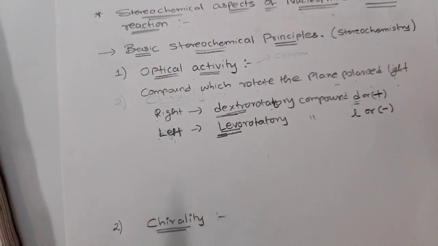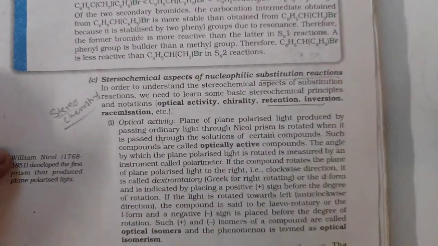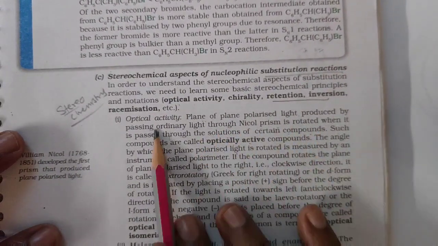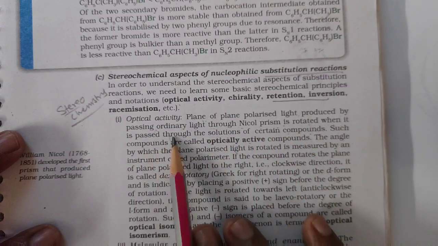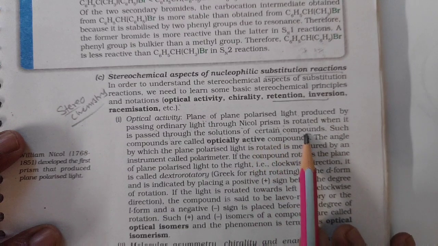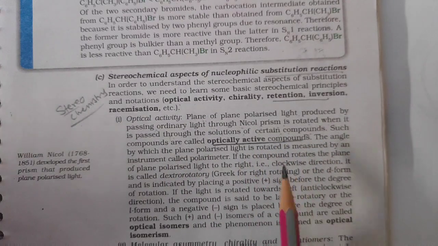Understood everyone? Okay, now this same thing is given in your textbook. So optically active compounds, now I think it will be clear to you. Plane polarized light produced by passing ordinary light through a Nicol prism is rotated when it is passed through the solution of certain compounds. Such compounds are called optically active. If it rotates, optically active.